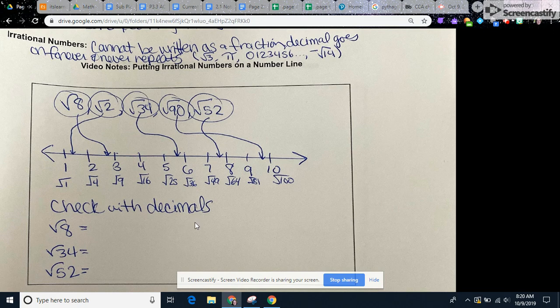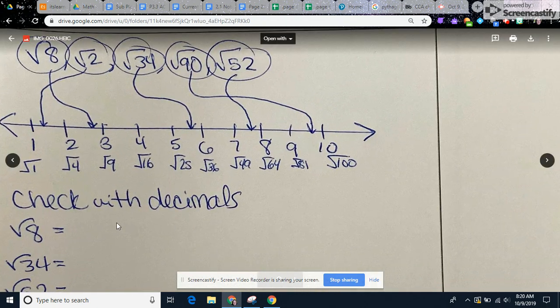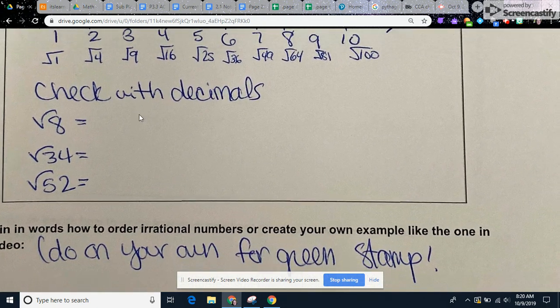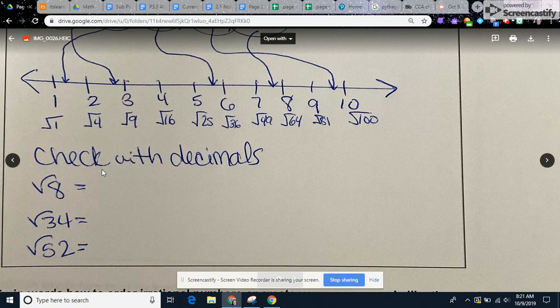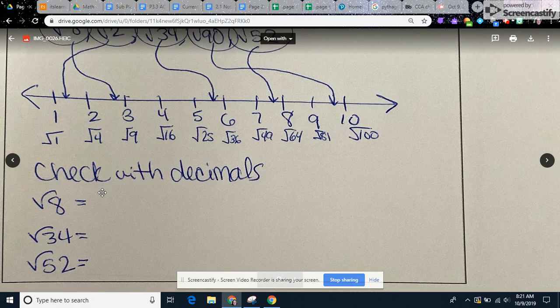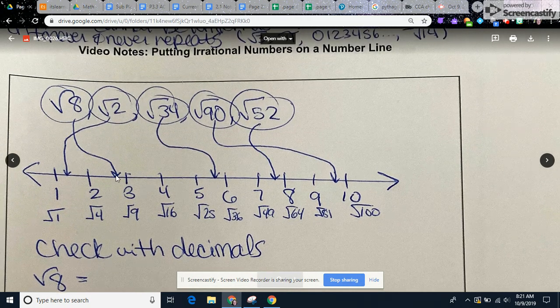So what I would like for you to do is type these in your calculator, square root of 8. I'll do the first one with you and make sure you're doing it correctly. When you take the square root of 8, you get 2.82842, and so on. So again, it was 2.82, and if you look here, we said the square root of 8 would be more than 2.5 because of where it fell here. So 2.82 is the decimal of square root of 8.